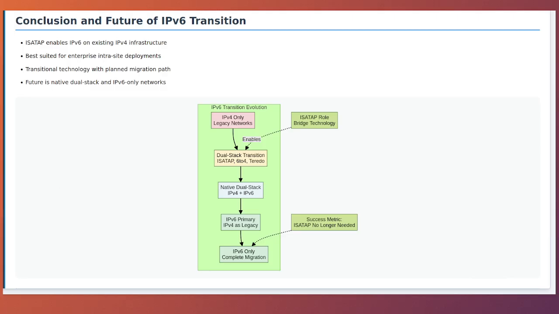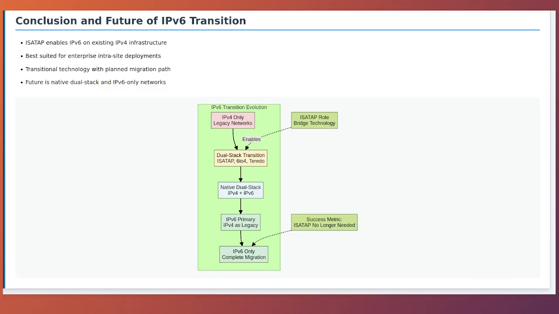As native IPv6 deployment becomes more widespread, the need for tunneling mechanisms decreases. Modern network equipment increasingly supports dual-stack operation natively, eliminating the need for tunneling. Cloud providers and internet service providers now commonly offer native IPv6 connectivity. The trend is clearly toward native IPv6 with IPv4 as the secondary protocol, rather than IPv4 primary with IPv6 tunneled. Looking forward, organizations should view ISATAP as a temporary measure rather than a long-term solution.